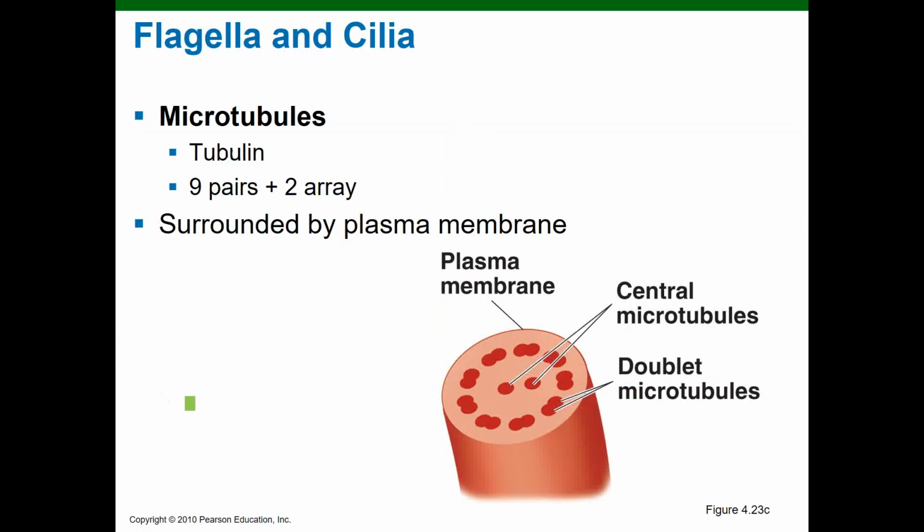In their flagella, we find microtubules. Microtubules are composed of tubulin. In a flagellum, we have 9 pairs surrounded by 2 central microtubules. But I'm going to go ahead and say you don't need that information. It's surrounded by a plasma membrane, right? So it's not the filament with the hook and the basal body. That was from bacteria. So this one is just an extension of the plasma membrane.